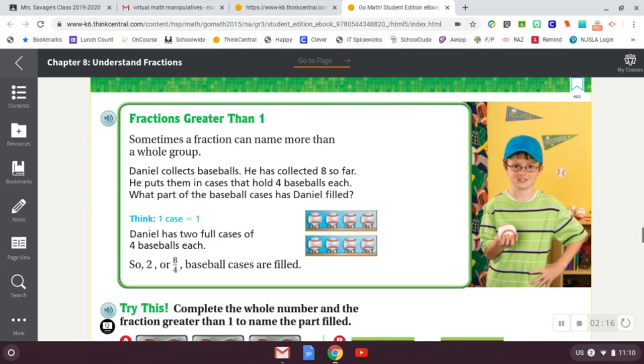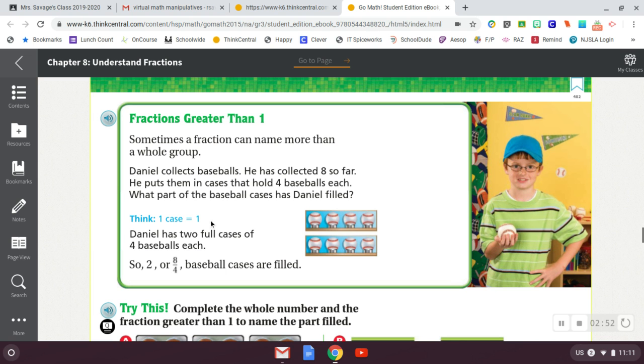All right. So here, let's talk about fractions greater than 1. We talked about fractions greater than 1 yesterday, but not in a group, just for one fraction. But now let's look at Daniel and his baseball collections. Sometimes a fraction can name more than a whole group. So Daniel collects baseballs. He has collected 8 so far. But he gets cases that only hold 4 baseballs each. We want to know what part of the baseball cases has Daniel filled.